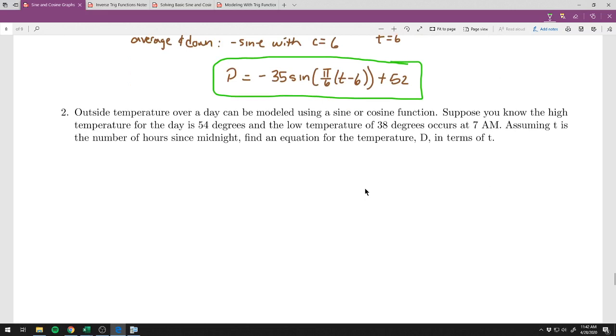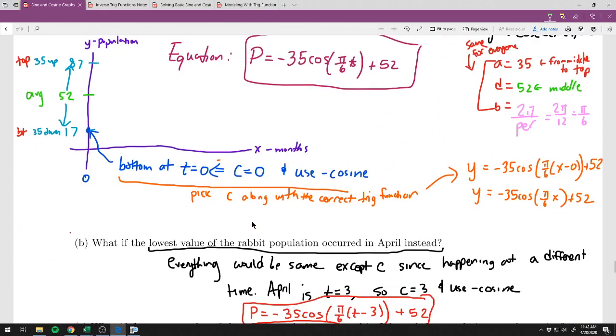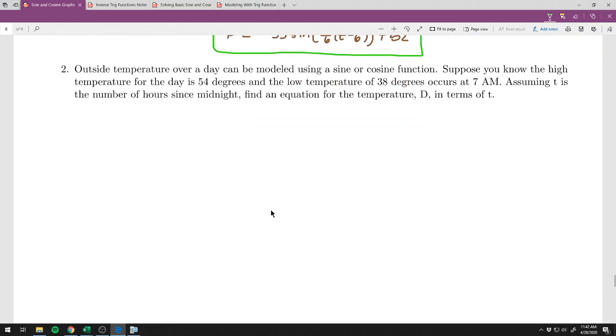All right, the next one is involving temperature. Really, once you've done this problem here, you've kind of set up a lot of the word problems that we're going to see. This one says, outside temperature over a day can be modeled using a sine or cosine function. That's kind of got to tell you this because I don't think it's obvious that temperature would necessarily look like that. It definitely goes up and down.